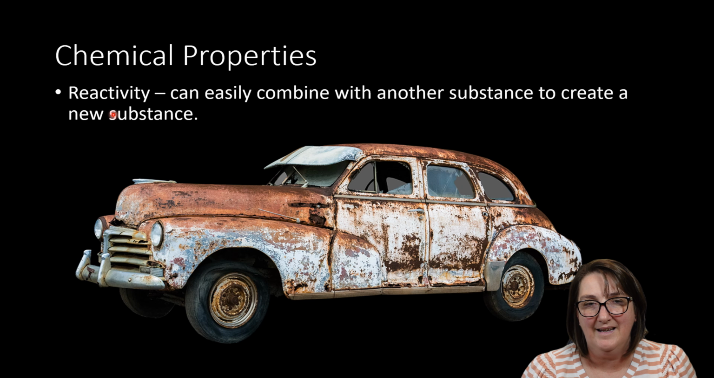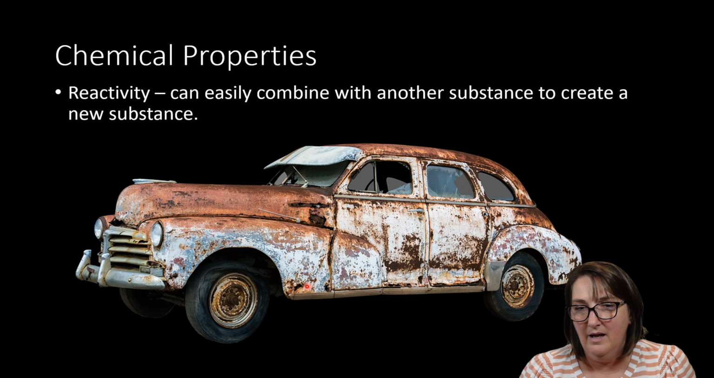Another one is reactivity. This can easily combine with other substances to create a new one. So you see all this rust? Once a car starts to rust, you can never get that to come back. If you ever had to fix it, you have to cut out the bad part and you have to cut out part of the good stuff too, because this will just keep breaking down and going through. So once something starts to fall apart, you can't get it to come back together.